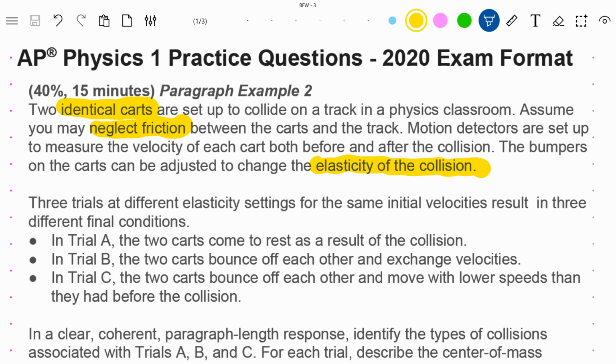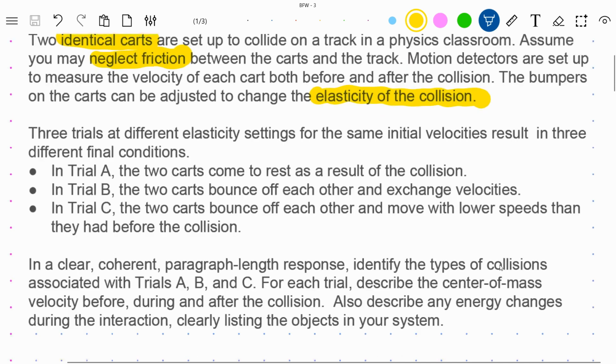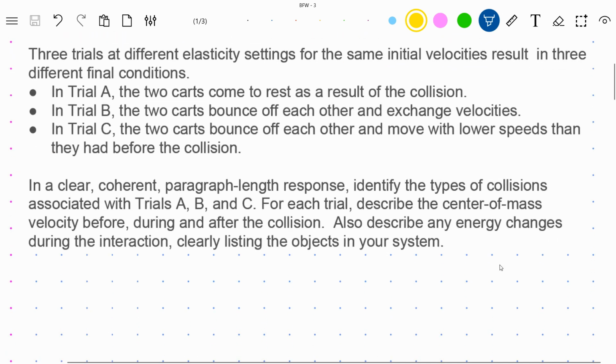So there are 3 trials run with different elasticity settings for the same initial velocities, and they result in 3 different final conditions. They are referred to as trials A, B, and C, and here's what happens in each of them. In trial A, the 2 carts come to rest as a result of the collision. So visualize 2 carts approaching one another, they hit, they stick together, they remain stationary from that point on.